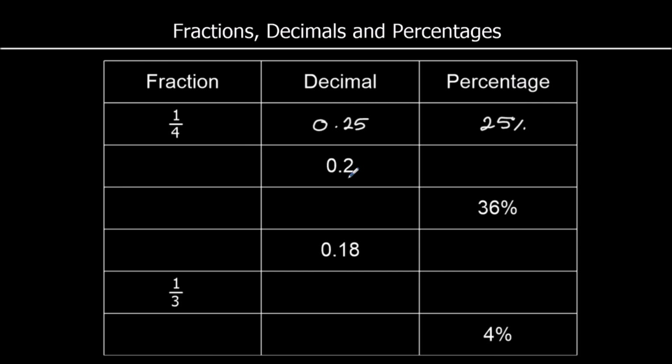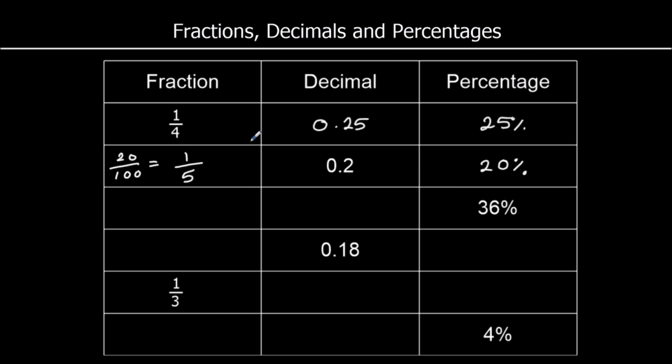For the second one, we've got 0.2, which is a decimal. To convert it to a percentage, we can times by 100. So times by 10 twice, which is 20%. And then to write that as a fraction, that's 20 over 100. But they're both in the 20 times table, so it simplifies to 1/5.